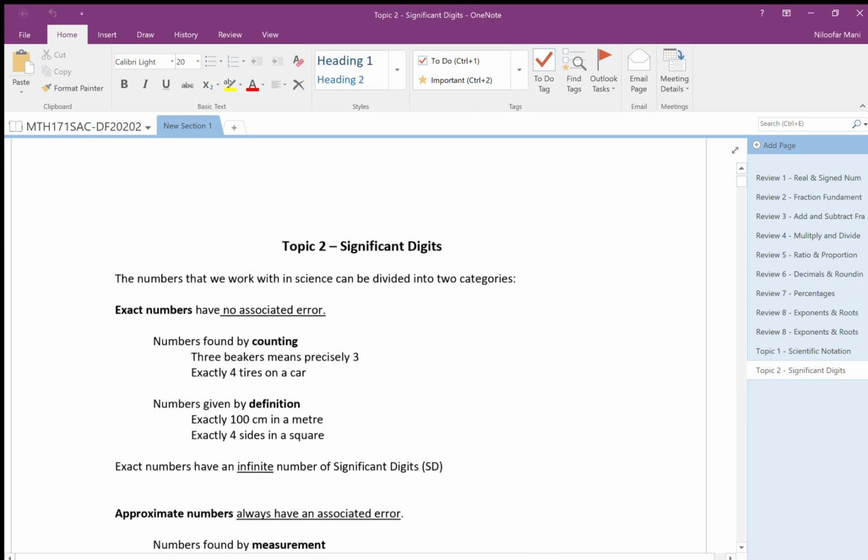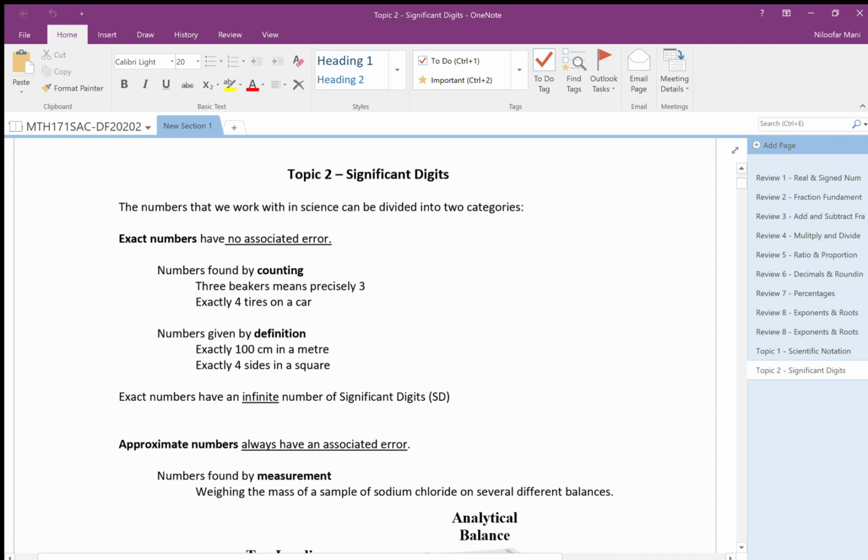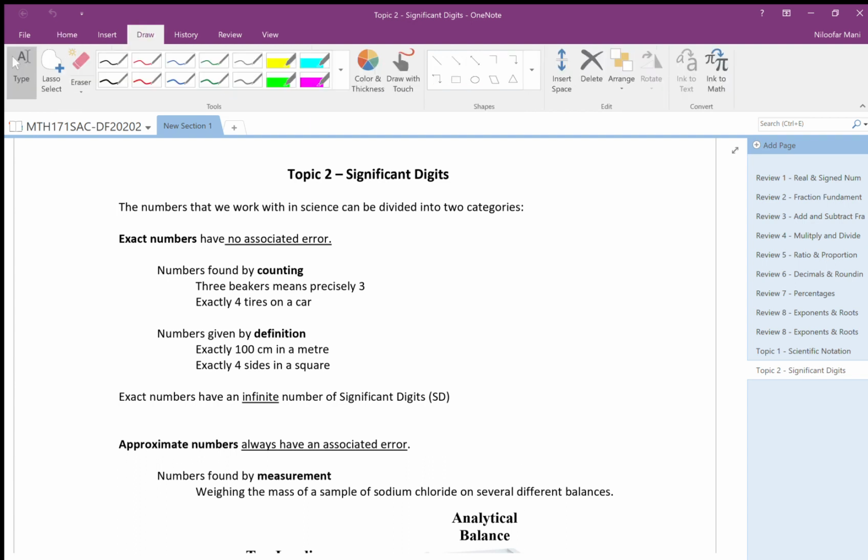Hi everyone. Here I'm going to do topic 2, which is significant digits, or dealing with numbers in science. And what do we have to do? I start with talking about two categories that we have when we work in science. When we work with science, we have two categories when it comes to numbers. One category is exact numbers and one of them is approximate numbers.